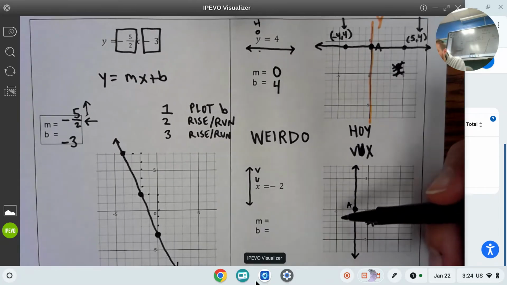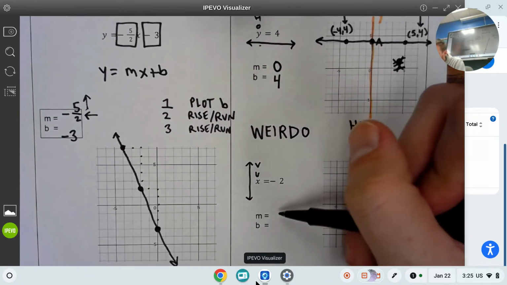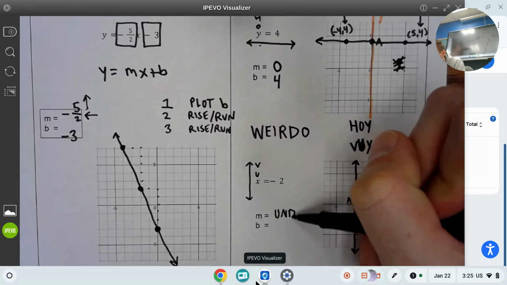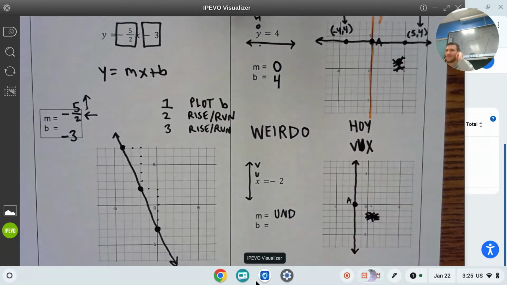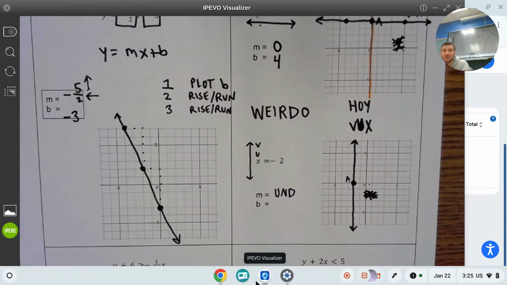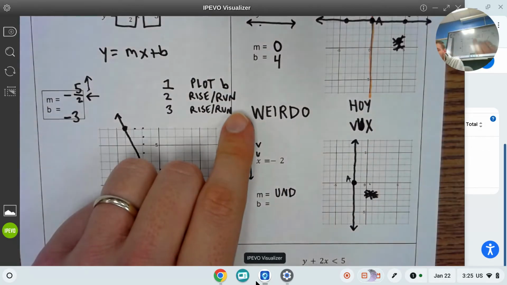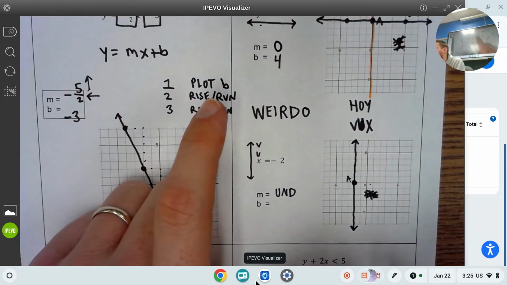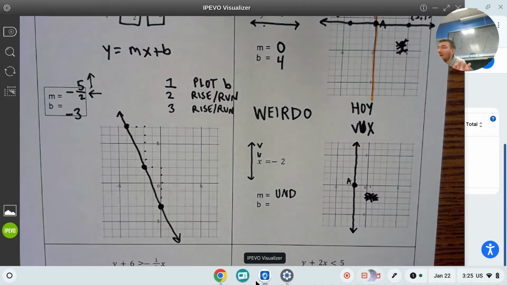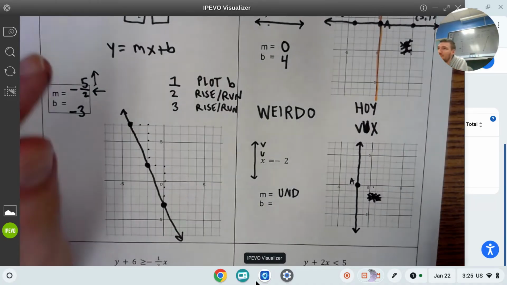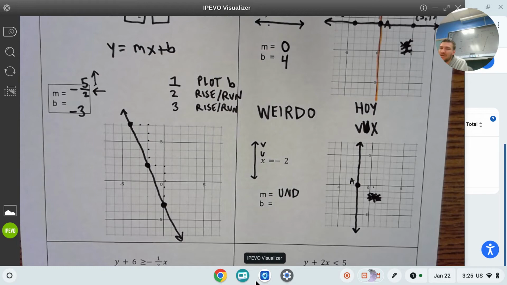Now, what is the m for a vertical graph? Kyle, you did just say it. Undefined. A straight up and down graph is undefined. Some teachers like to talk about this like a cliff, like you could fall off a cliff with undefined slope. Wait, so what's the other one? Basically, your slope is either going to be 0, undefined, or just a normal slope, like a positive or a negative number. There's no other funky ones.